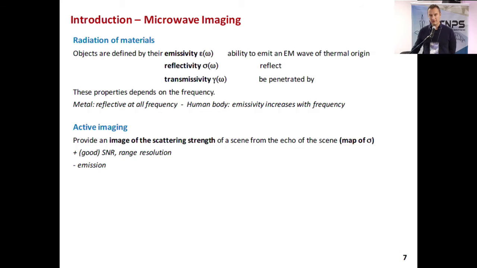So in active imaging, you are emitting a wave, and then you are listening, recording the echo from the scene, and in that case, you can make a map of the reflectivity of the scene. Reflectivity can be seen as the scattering strength of a scene. Some advantages of active imaging: you can usually expect to have a good signal-to-noise ratio because you are emitting a wave. So if you emit sufficiently well, you should receive something. And also you have a resolution in range, in distance, that, as I said before, is linked to the bandwidth of your system. So you can discriminate two objects that are in the same direction.